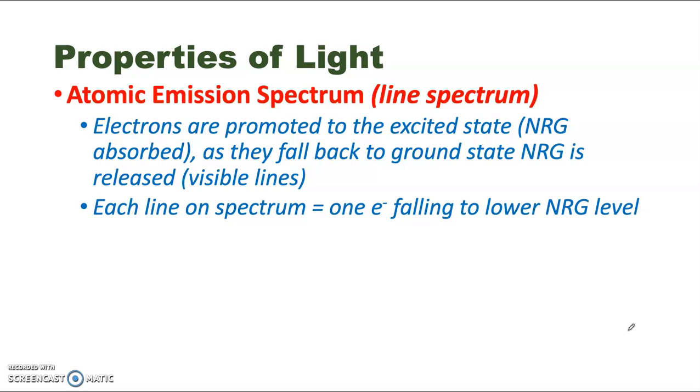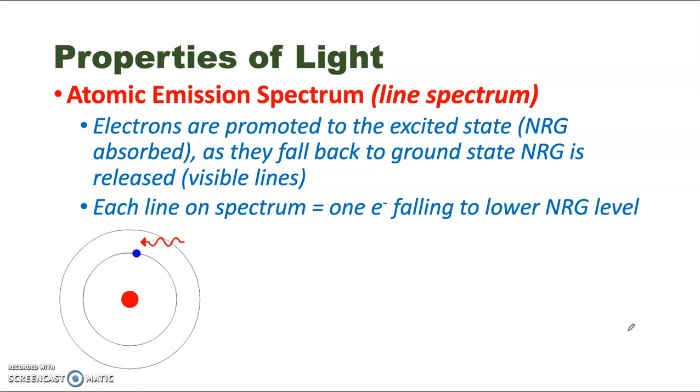Now the other one is a line spectrum, also called an atomic emission spectrum. This occurs when electrons are promoted to the excited state. Energy is absorbed, and as they fall back down, they release light. This actually goes back to the beginning of the video. You saw that electron jumping up, falling back down. When it falls back down, it gives off light, and it gives off light of a very specific energy. That energy comes through on a line spectrum.